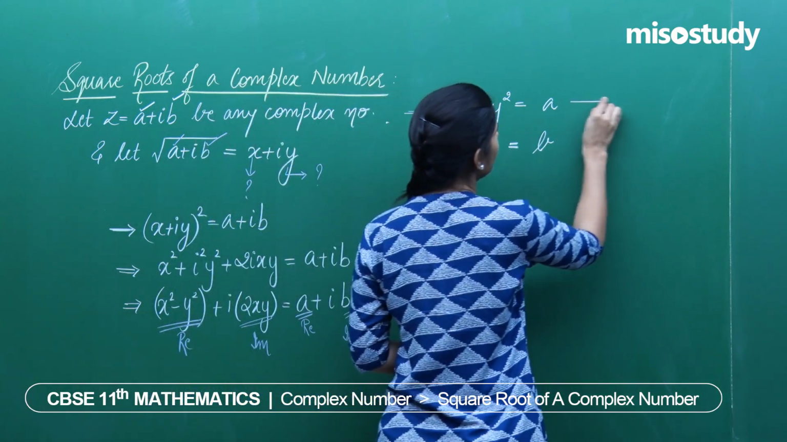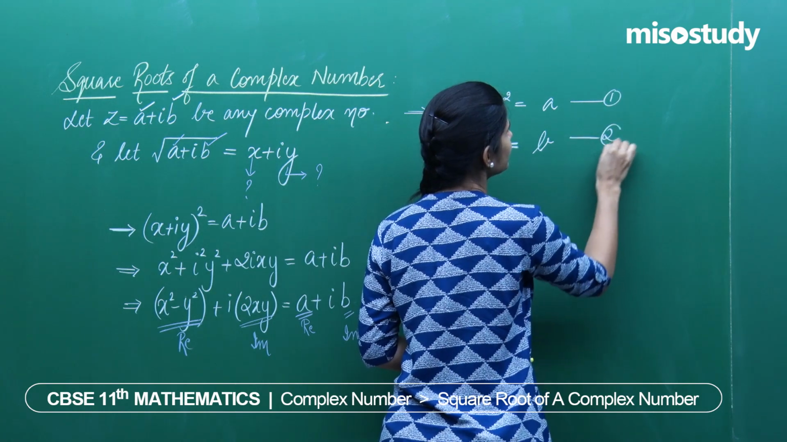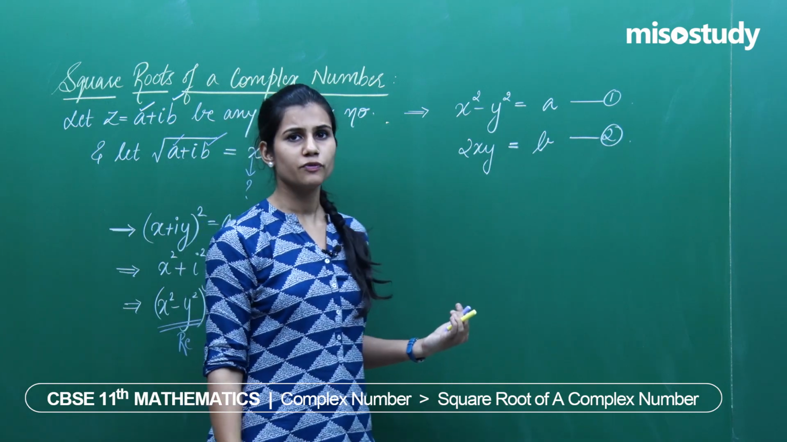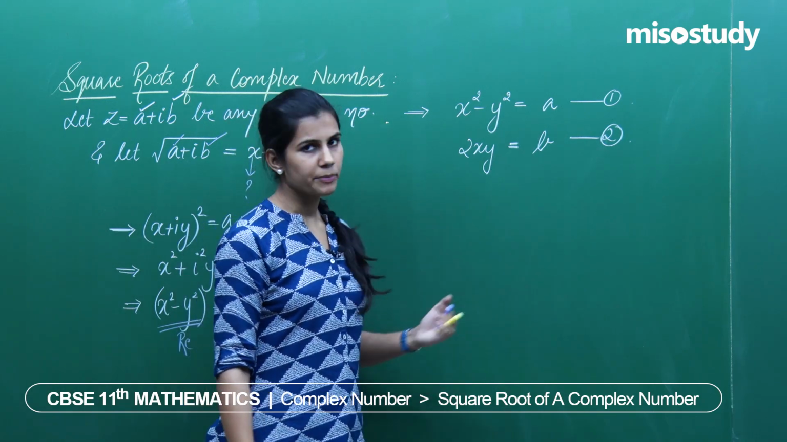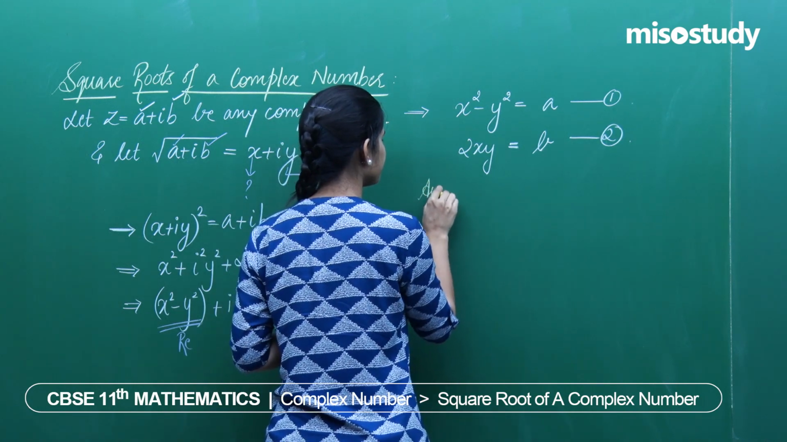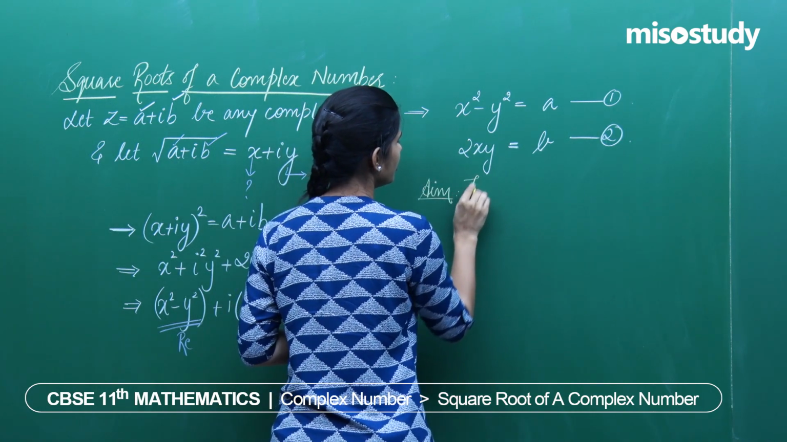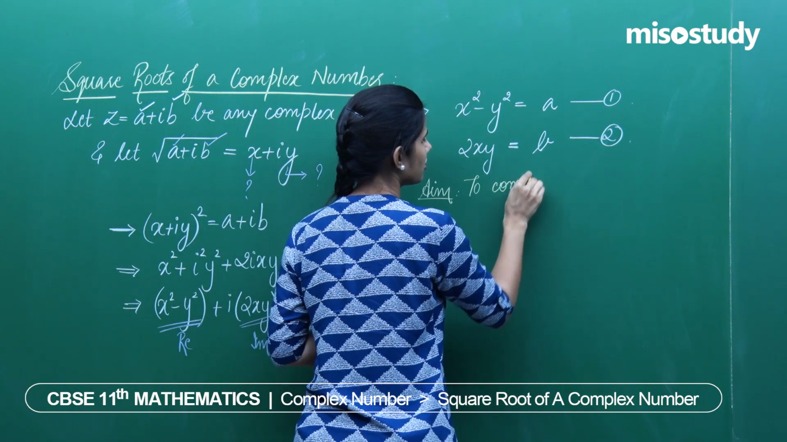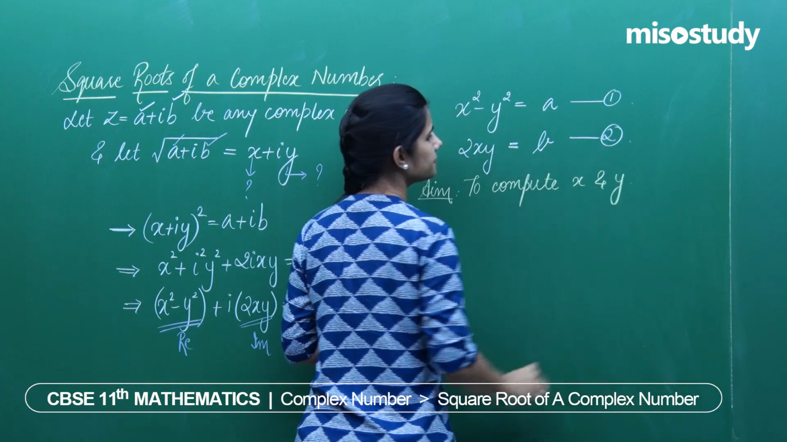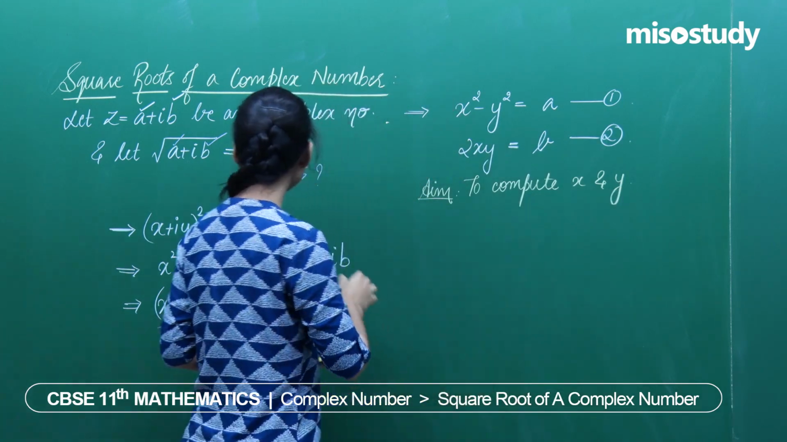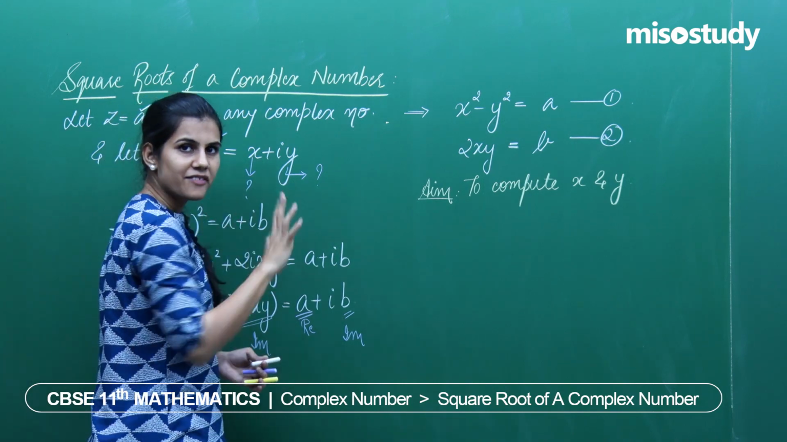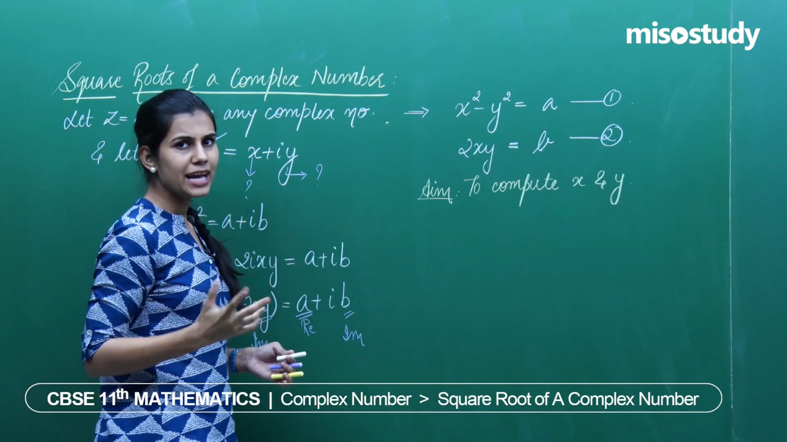I had stopped over here. I told you to mark this as two equations, and with the help of these equations or some other relationship which you can establish, you have to compute the value of x and y. So right now my target is to compute x and y. The moment I get x and y in terms of a and b, my very question will be solved, because a and b I will always be knowing.